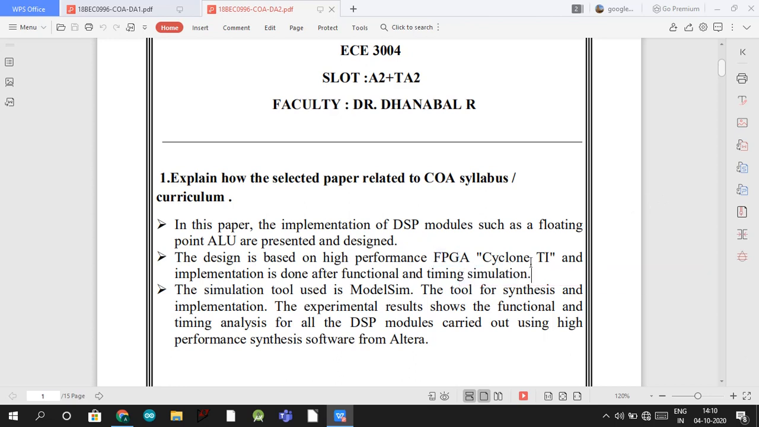The simulation tool used is ModelSim. The tool for synthesis and implementation is also used. The experimental results show the functional and timing analysis for all the DSP modules, carried out using high performance synthesis software for Altera. So Altera and ModelSim are based on the COA syllabus.